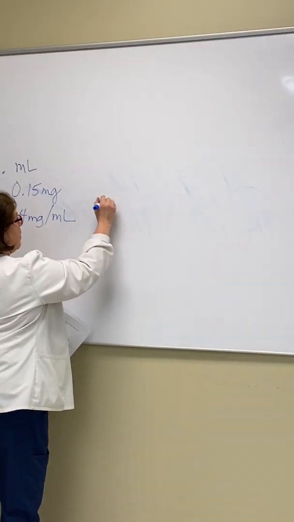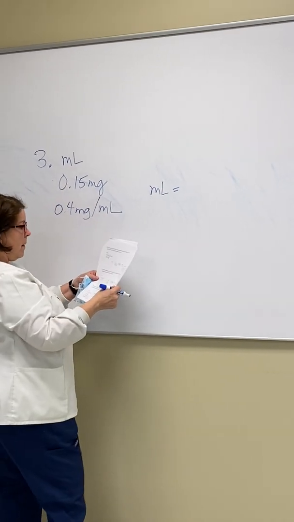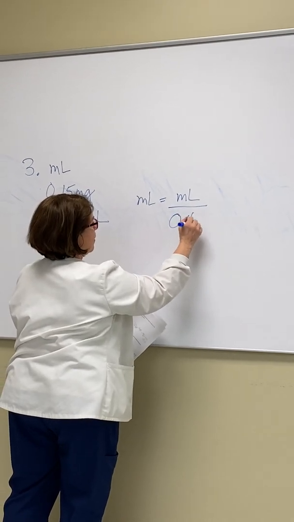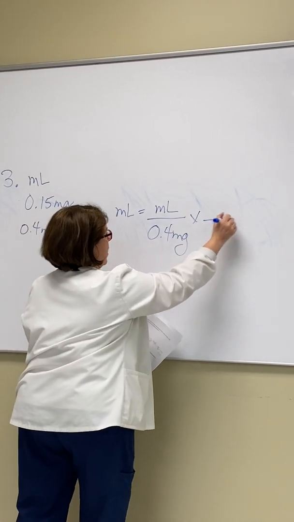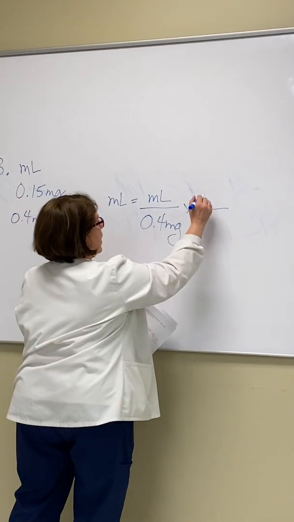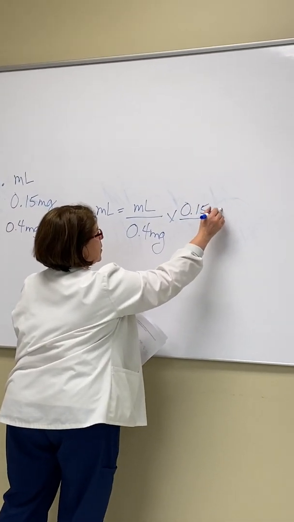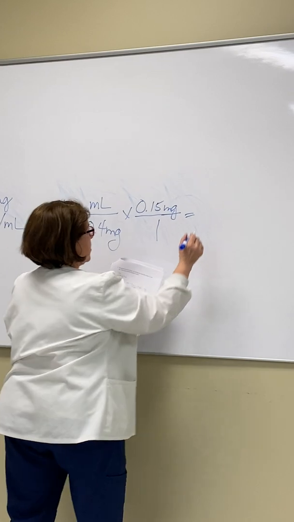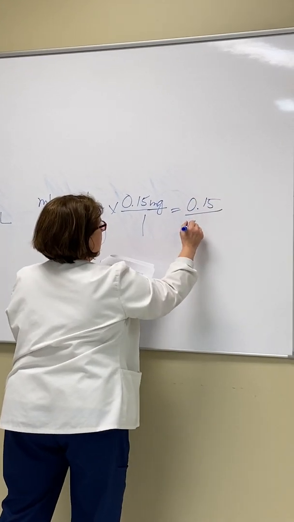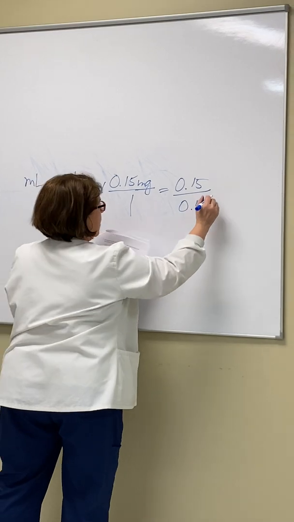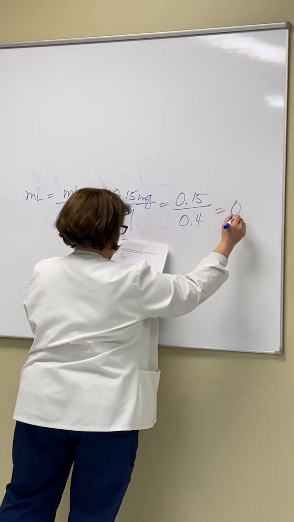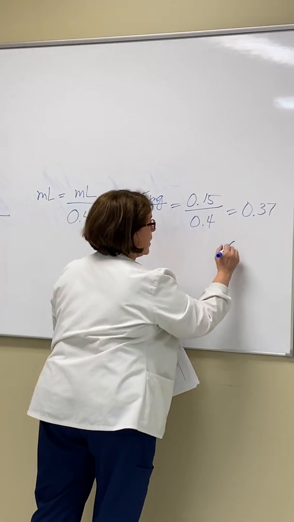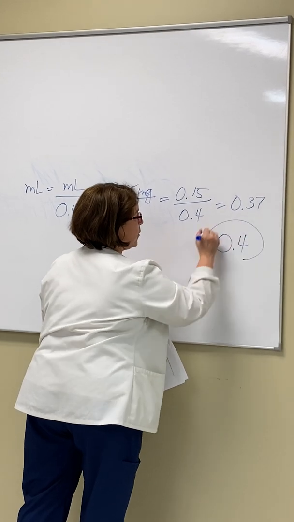So I'm going to set up my problem. We start off with ml. We know that 1 ml contains 0.4 milligrams, and we have to have that diagonal match, and we know that 0.15 milligrams is what the doc has ordered, and we just put it over 1 because we're through setting up the problem. It comes to 0.15 over 0.4, and that equals 0.37, but we have to round to the nearest tenth, so you have to round it to 0.4. That is your answer.